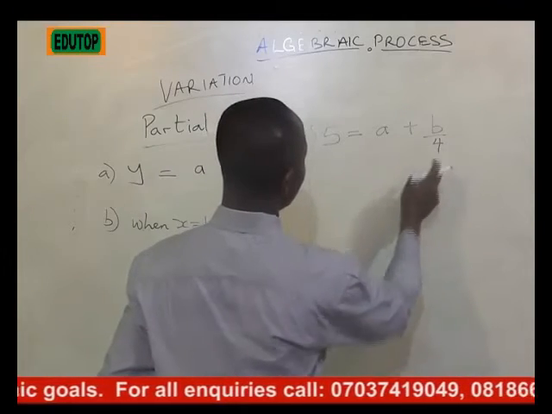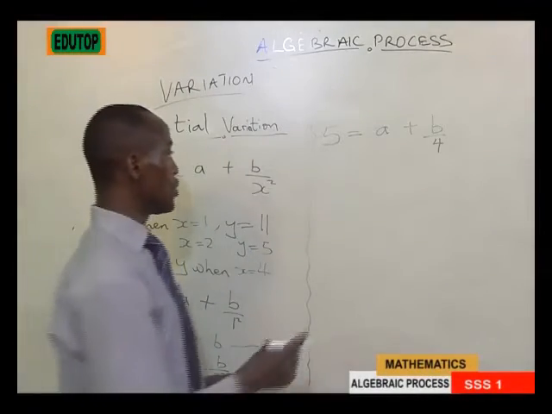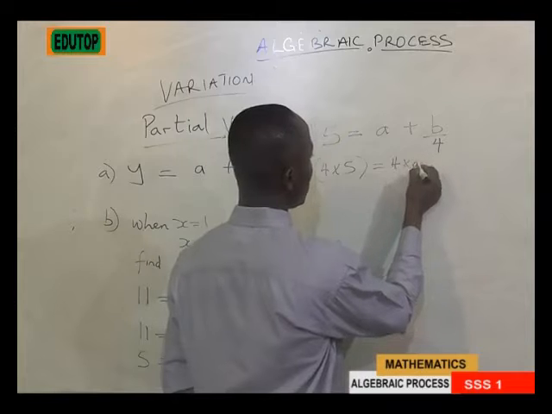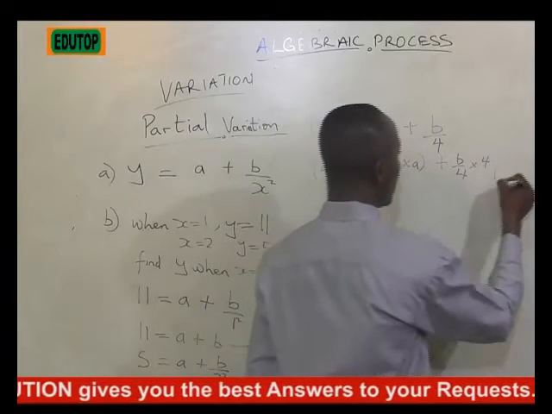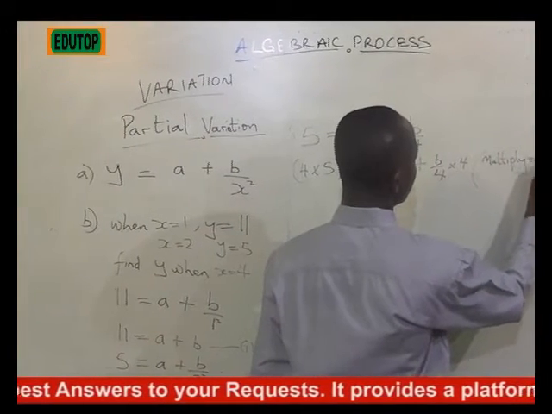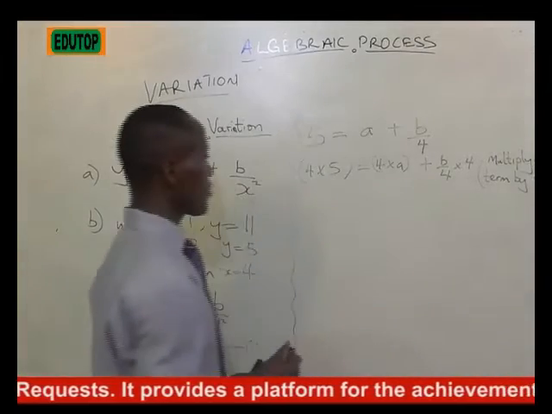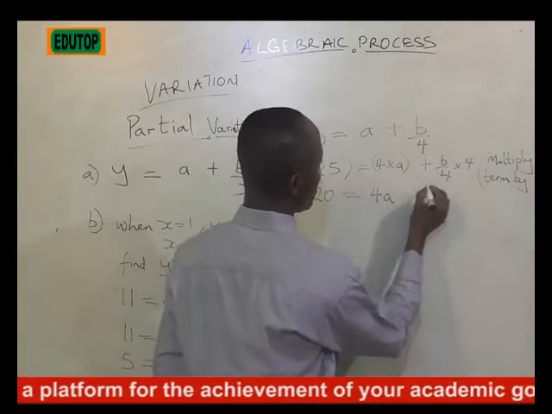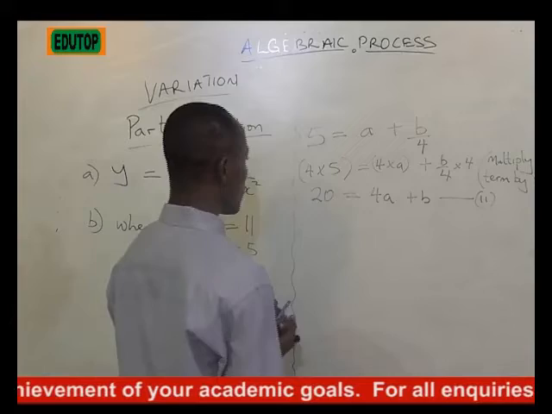Now, for us to solve, we have to eliminate this denominator. And how do we do that? We are going to multiply each term by 4. So we'll be having 4 times 5 is equal to 4 times a plus b all over 4 times 4. What are we doing here? Multiply each term by 4. So this will now give us 20 is equal to 4a plus b, equation 2.